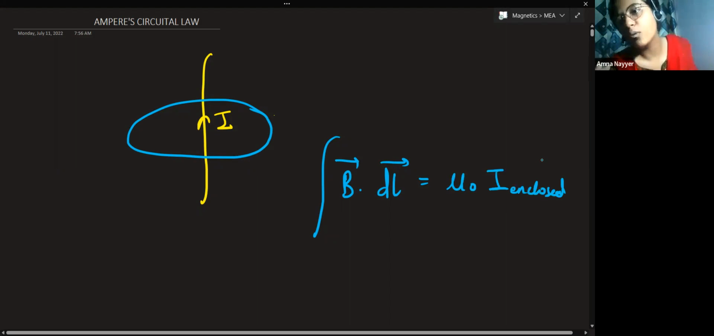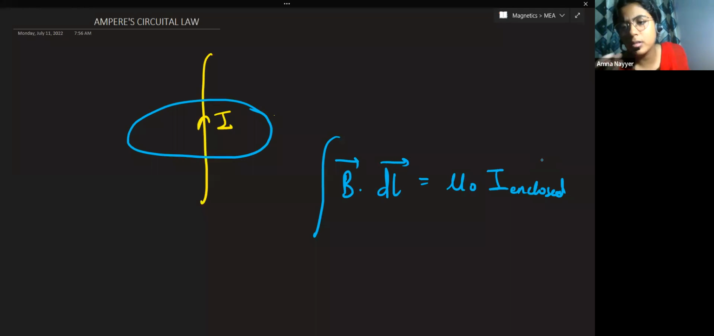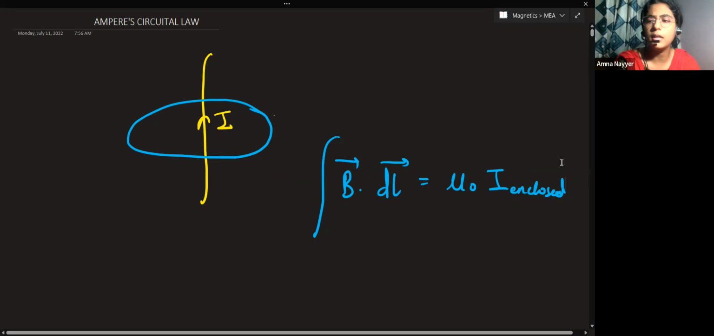In case of Gauss law, what did we write? In case of Gauss law, electric flux was 1 by epsilon naught times the charge enclosed. Here, the magnetic field for a closed loop is mu naught times the current enclosed. Mu naught is the same constant, that is 4 pi multiplied by 10 to the power minus 7 Tesla meter per ampere. Mu naught is the absolute permeability. Let me write this down.